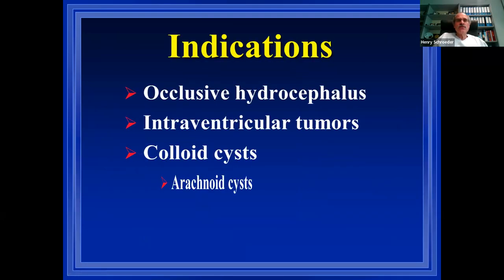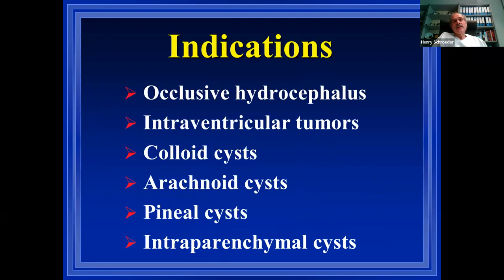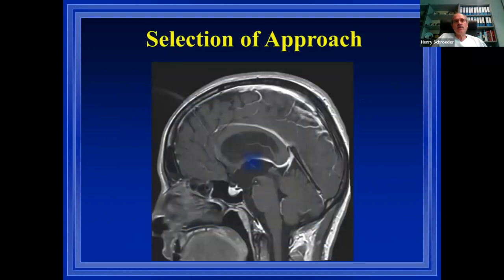What are indications for endoscopy? This is occlusive hydrocephalus, of course, any type, intraventricular tumors, colloid cysts, arachnoid cysts, pineal cysts, and intraparenchymal or ependymal cysts. All these are ideal indications for endoscopic approach. The selection of the approach is very important.